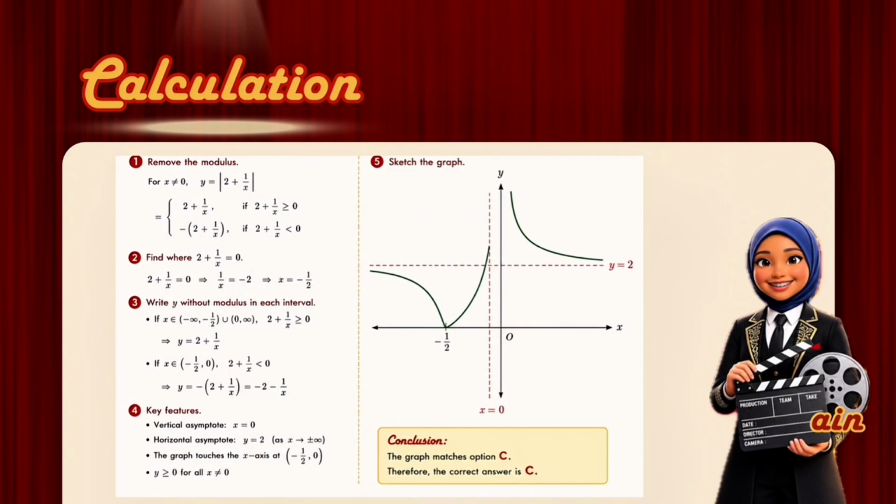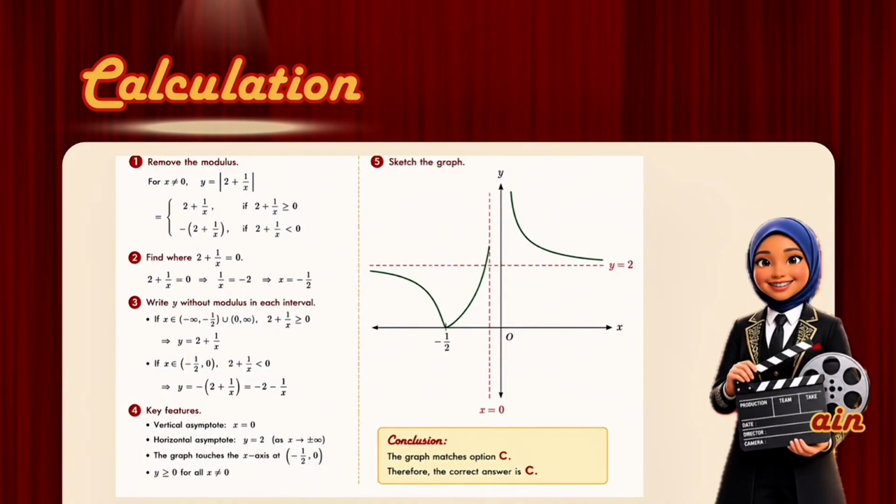2 plus 1 over x equals 0, so 1 over x equals -2, and therefore x equals -1 over 2. This means the graph touches the x-axis at (-1/2, 0). Now, we determine the formula for each interval. Therefore, y equals 2 plus 1 over x.